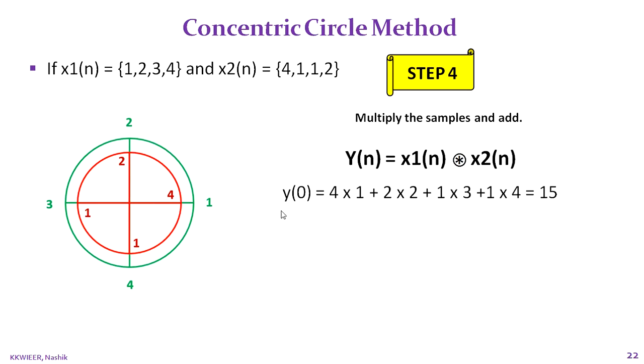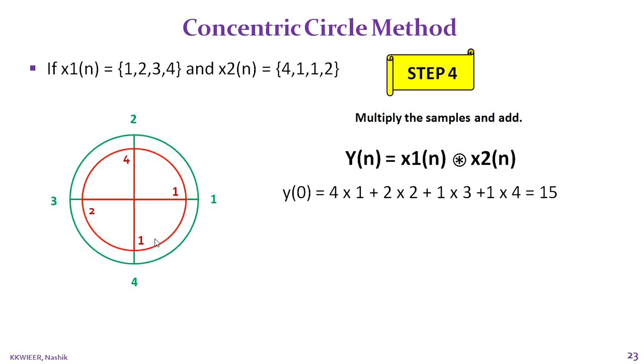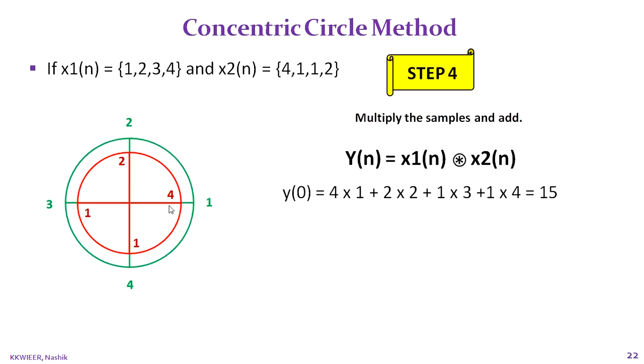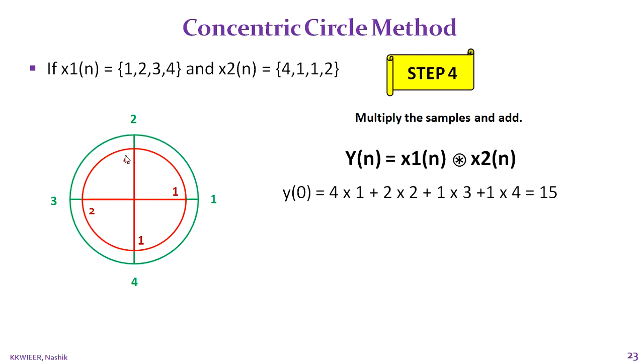Now let us calculate y of 1. For that, the inner circle values, that means x2 of n, will be shifted by 1. In the previous step, if you see, your 4 was placed here. Now it is shifted here. So you are shifting it in the anti-clockwise direction.